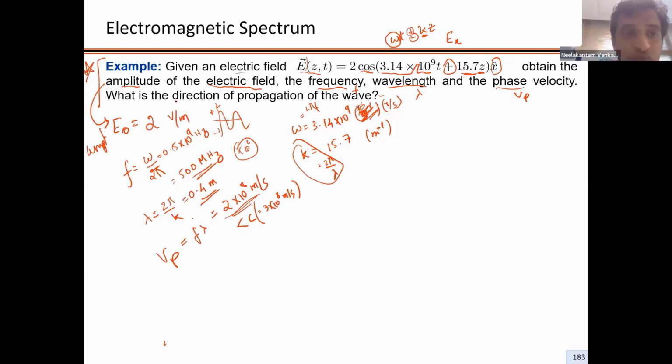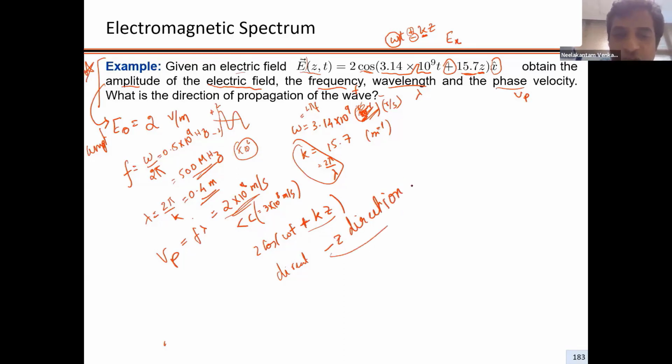Then the final question is, what is the direction of propagation of the wave? So we see that this clearly is of the form 2 cosine omega t plus kz. Since we have a plus kz, the direction of propagation is going to be minus z direction. If it had been minus kz, then it would have been in the plus z direction. So if it's plus, it's minus direction. If it's minus, then it's plus direction. So it's the other way around.